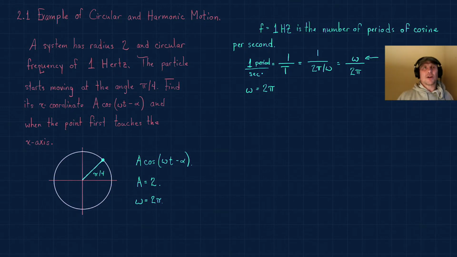Now, here's where this becomes a little bit more interesting. I'm going to write what we have, and then we're going to figure out what alpha is. So if I write this, so far I'm at the point that this is 2 times cosine of omega, that's 2 times pi times t, minus alpha. Well, the question here is whether alpha is plus or minus pi over 4. And that actually requires a little bit more thought. So here we go.